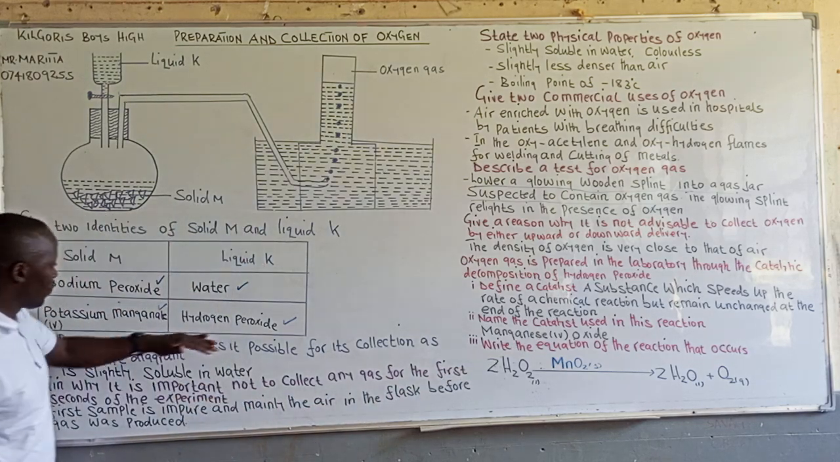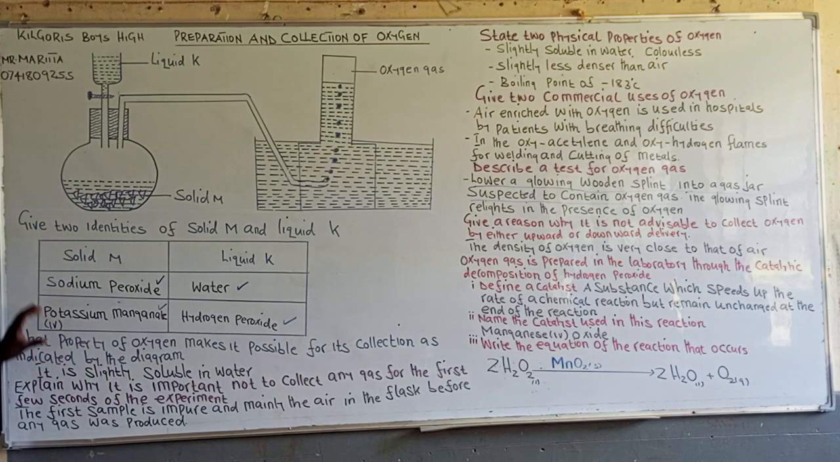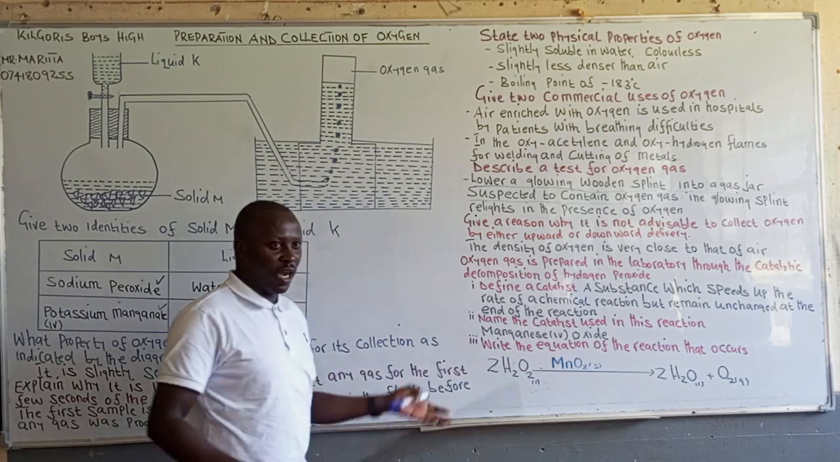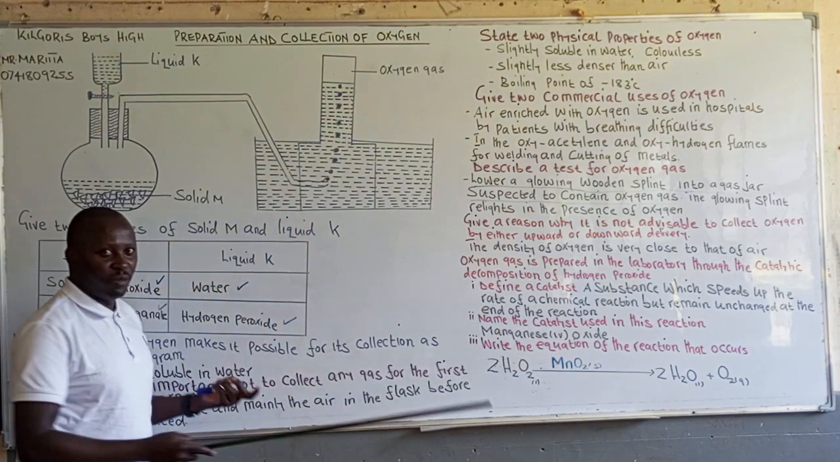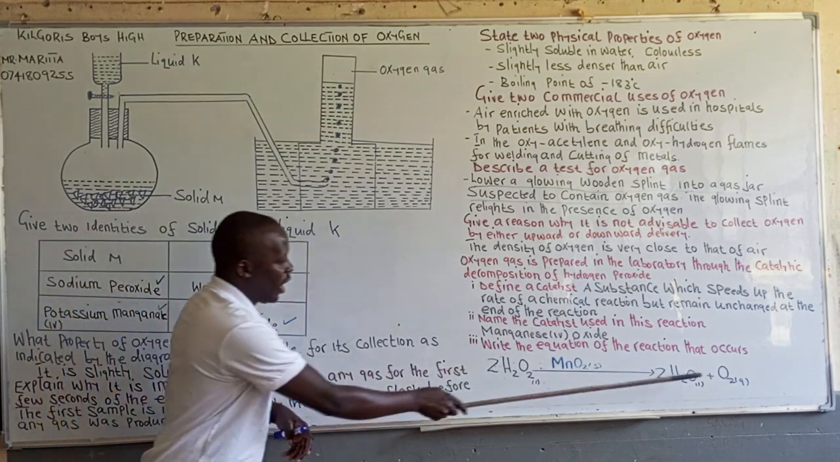So in this case, we have the hydrogen peroxide. It can decompose in the presence of manganese 4 oxide, which in this case is a catalyst. Then, of course, finally write the equation of the reaction that occurs. So we can have hydrogen peroxide in the presence of manganese 4 oxide, and then we have the collection of oxygen gas.